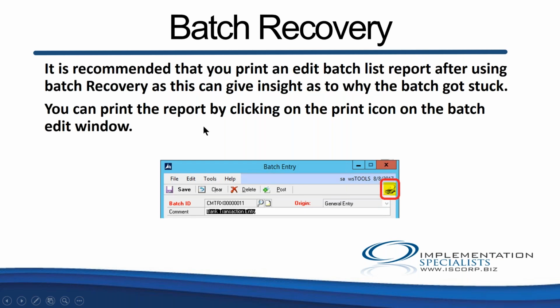It is recommended that if it goes back, you print an edit batch list report after using batch recovery, as this can give you an idea as to why the batch got stuck. If you can get back to your batch windows, you can easily print that report by clicking on the printer icon on the batch edit windows for the appropriate module.